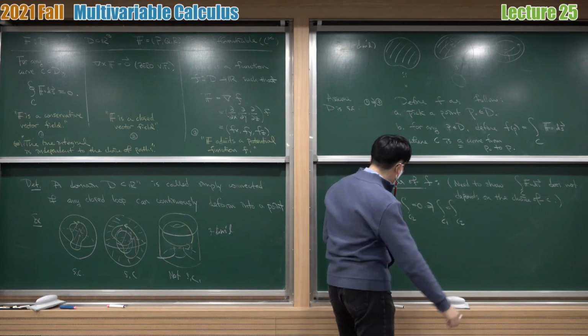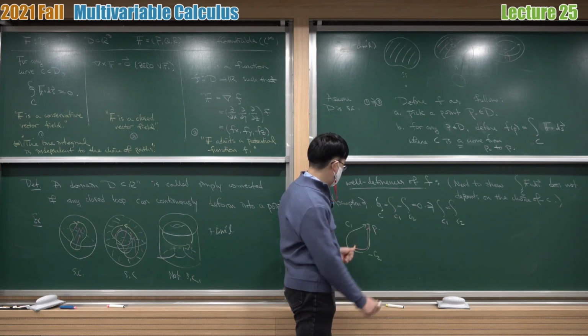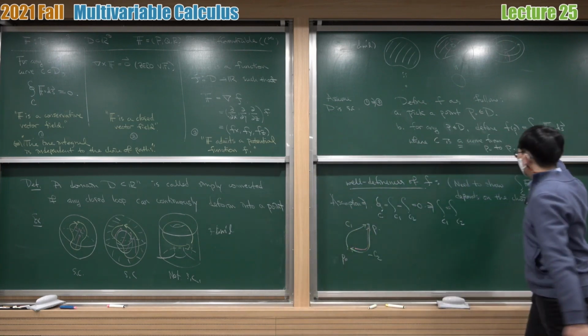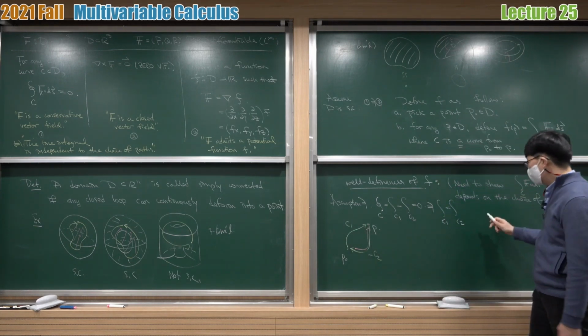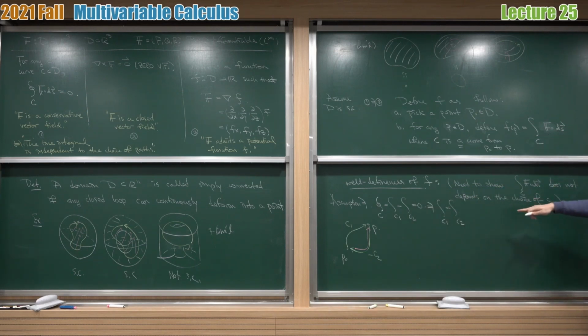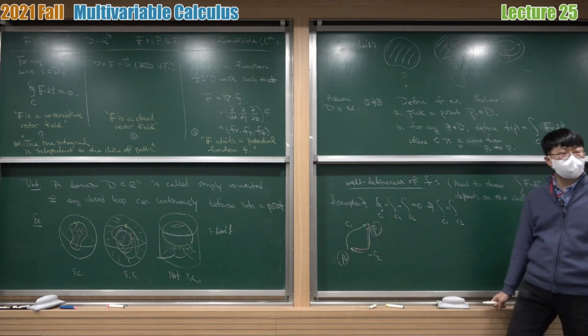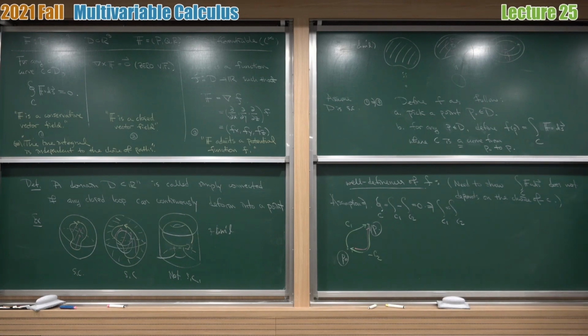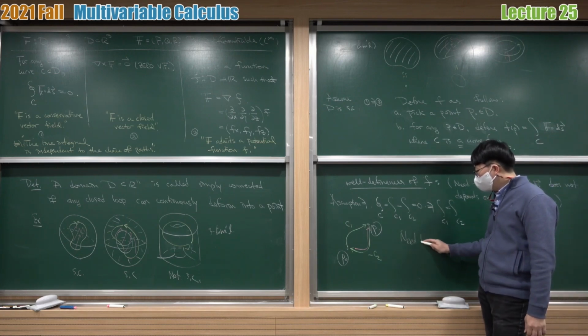So by looking at this, now we know that this line integration of the vector field doesn't depend on the choice of path, obviously. So that finishes the well-definedness of f. Basically, this equation says that it does not depend on the choice of curve C. It only depends on the starting point and end point, but the starting point is fixed, so it only depends on the endpoint P.